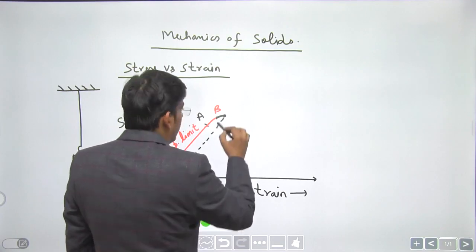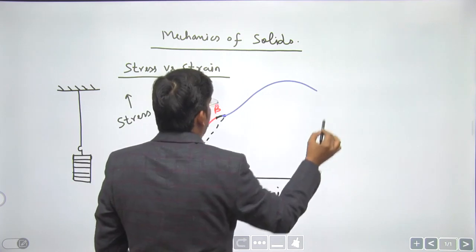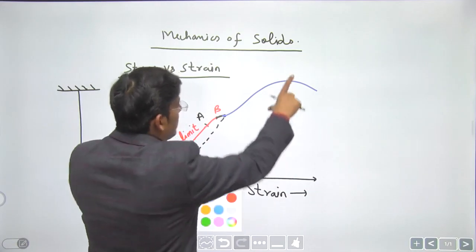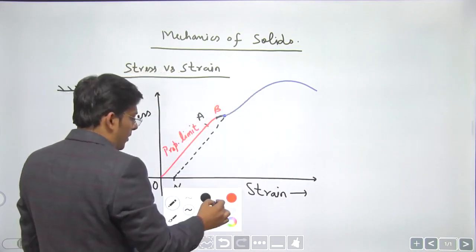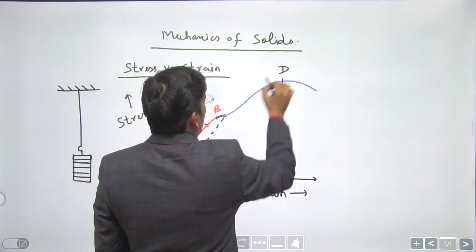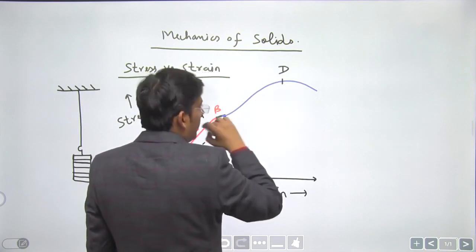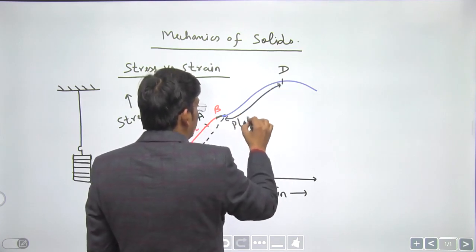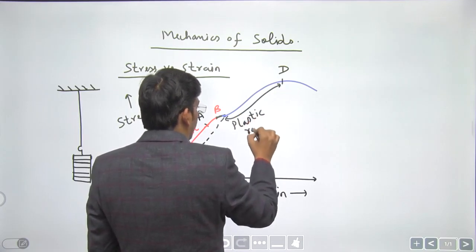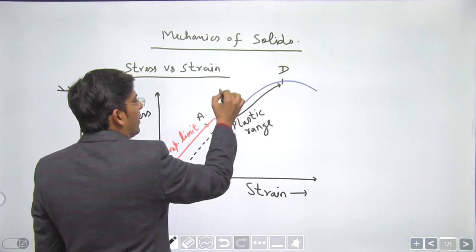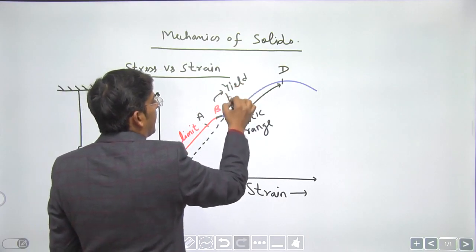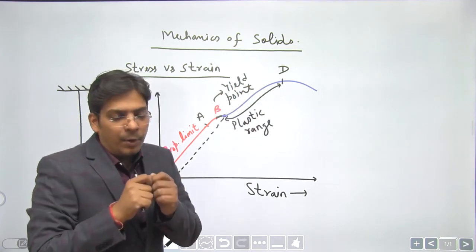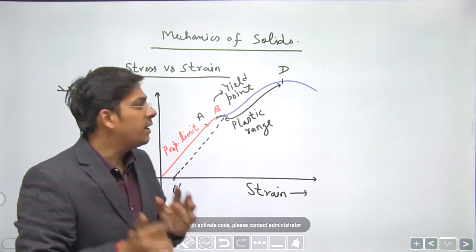Beyond point B, there is a greater increase in strain for a comparatively smaller increase in stress, right? Strain has increased so much and stress does not increase so much. This is called the plastic range. BD is called the plastic range. B point is called the yield point. In the plastic range, the wire behaves like a viscous liquid, and we can produce a larger strain for a comparatively smaller increase in stress.